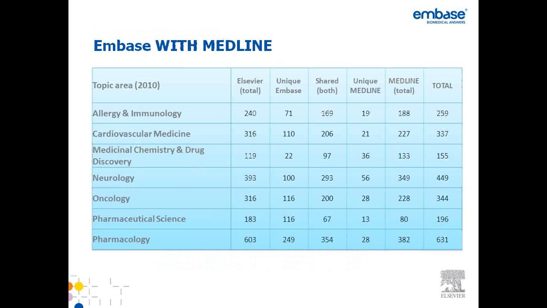So what exactly does that mean in numbers to your searching? If we take a look here, I like to use the cardiovascular example, cardiovascular medicine. You see here, for example, the unique Embase. So this is journals that are not found in Medline at all. You have 110. There's 206 which are shared. And you see that unique Medline brings 21 journals to your search, and that will then give you a total of 337. So you'll see the Elsevier total here, which is made up of the unique Embase, the shared, and the unique Medline to give you an overall 337. And important to note that those 110 journals are then unique to your search in Embase.